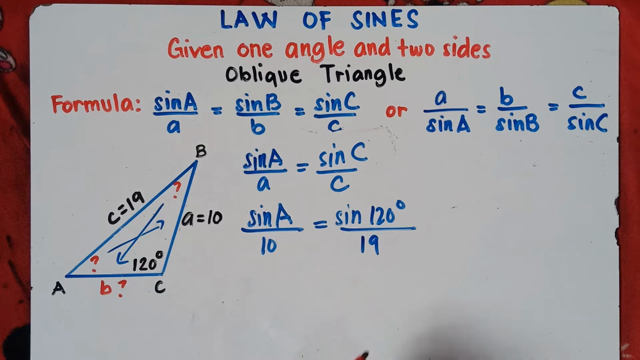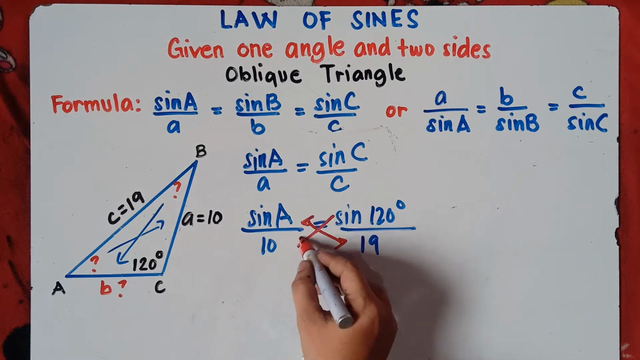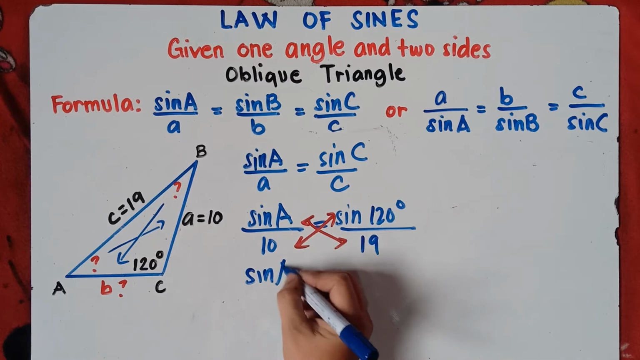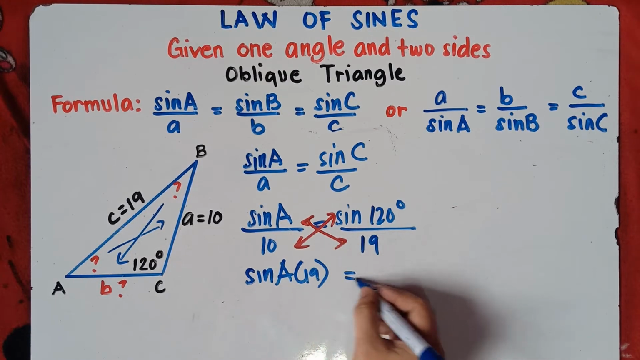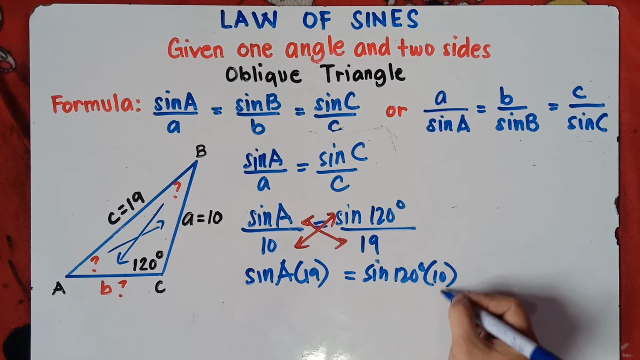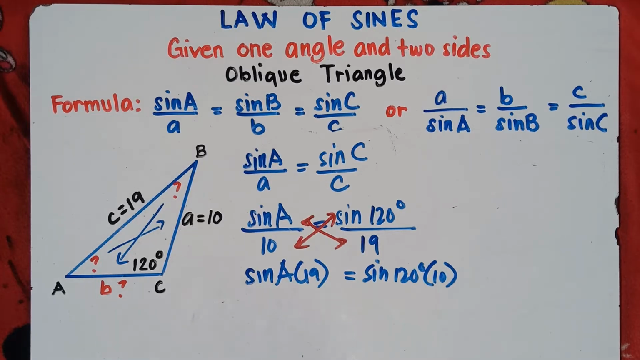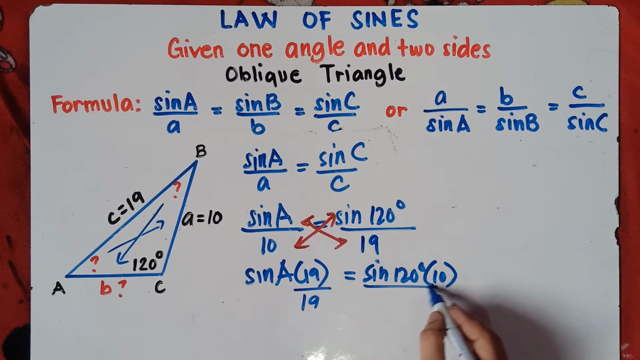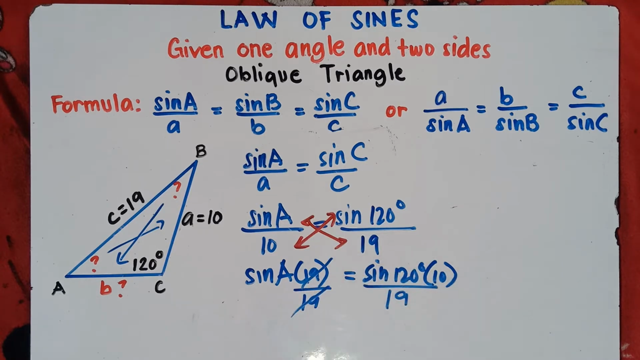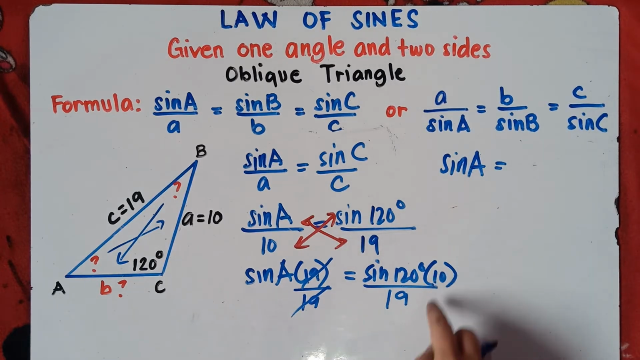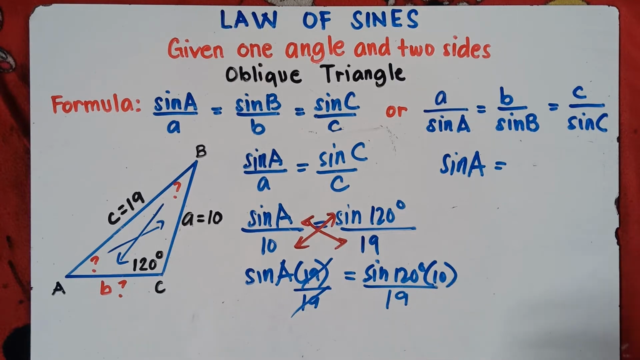Alright, and then we cross multiply. So sine A times 19 equals sine 120 degrees times 10. To get the value of A, we can divide both sides by 19 so that we can cancel this out. Cancel this out. So copy sine A equals, then we simplify this one using the calculator: sine 120 degrees times 10 divided by 19.